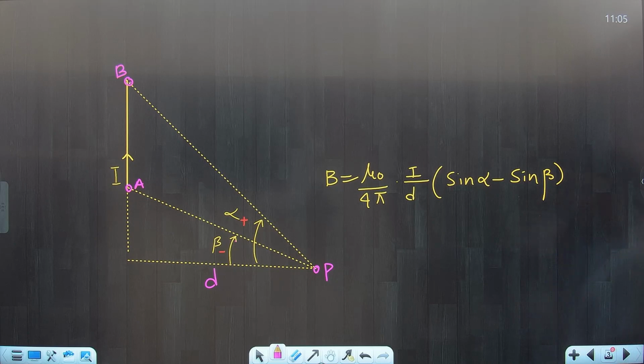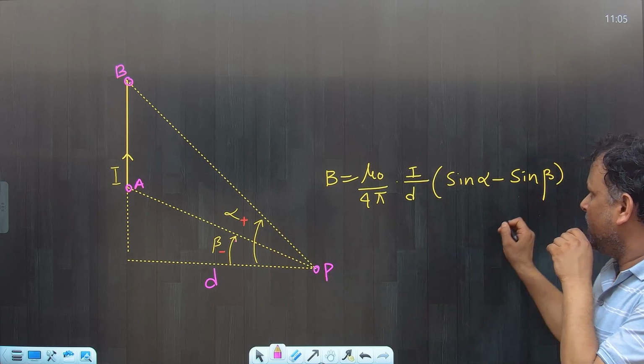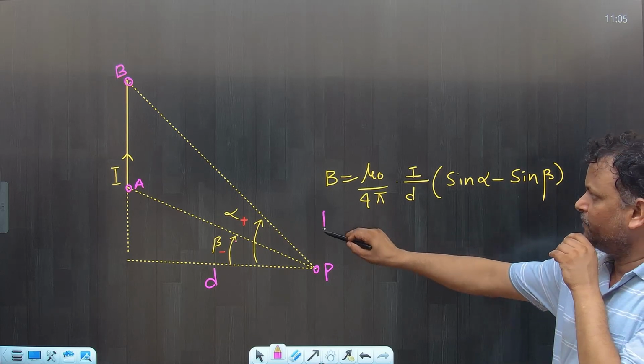So B is mu naught by 4 pi I by D sin alpha plus sin beta, where alpha is taken as positive and beta is taken as negative, right? So this will be the formula for this case.